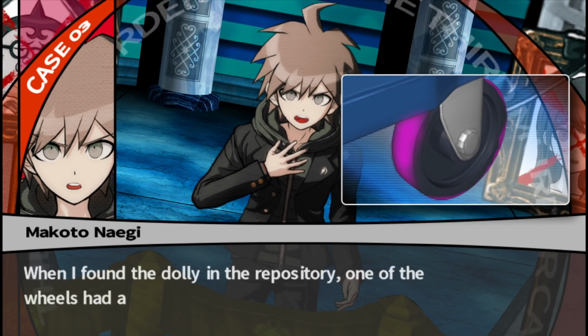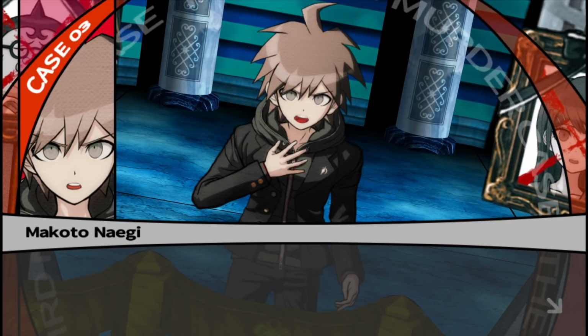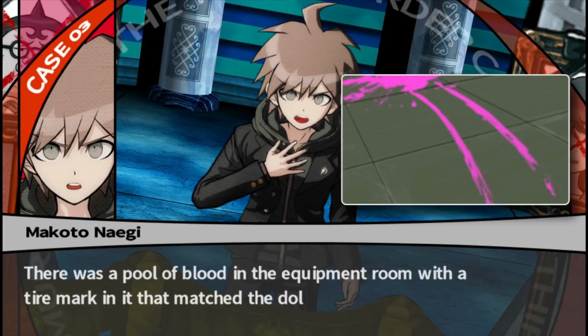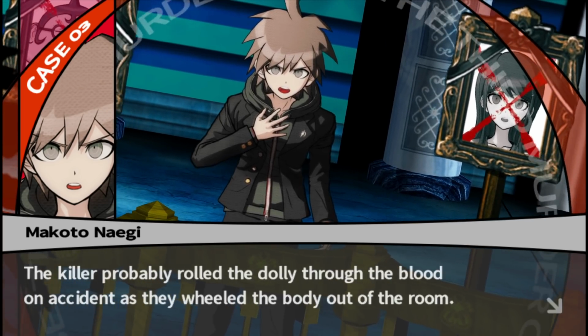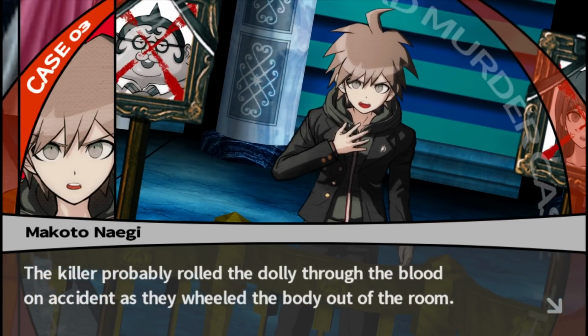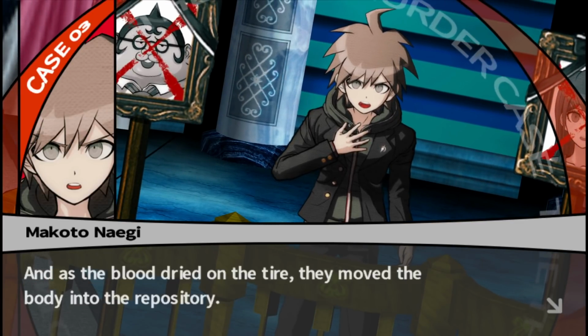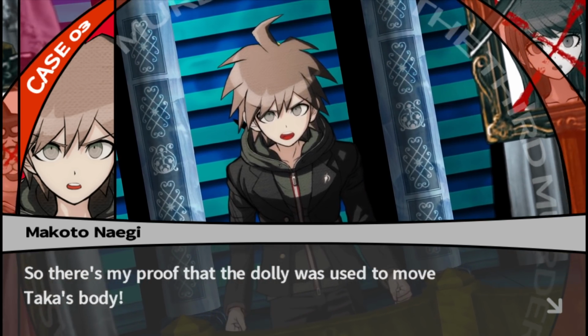When I found the dolly in the repository, one of the wheels had a blood stain on it. There was a pool of blood in the equipment room with a tire mark in it that matched the dolly wheel's tread. The killer probably rolled the dolly through the blood on accident as they wheeled the body out of the room. And as the blood dried on the tire, they moved the body into the repository. So there's my proof that the dolly was used to move Taka's body.